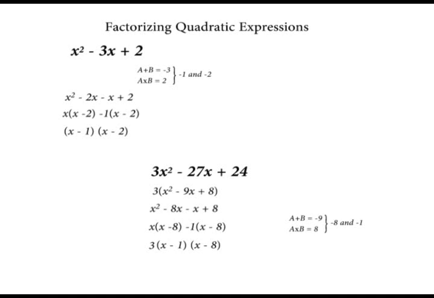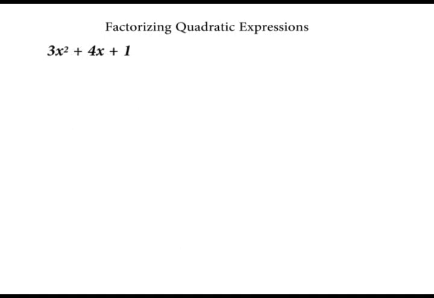In certain other cases, the leading coefficient does not factorize. For example, 3x squared plus 4x plus 1. And so we proceed as follows. We find two numbers a and b such that a plus b is equal to the linear coefficient. In this case, a plus b should give us 4.